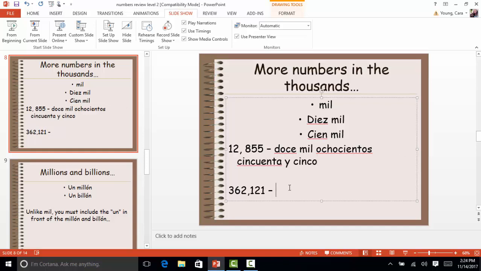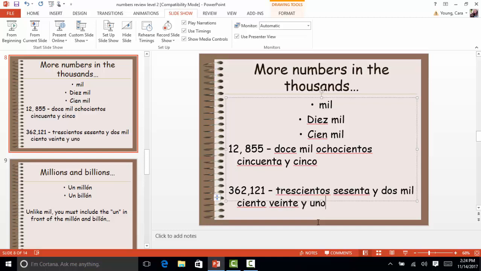Okay, even bigger one, 362,121. So I'm basically going to split this in two. I'm going to say 362 and then add the word mil and then do 121. So 362,121.